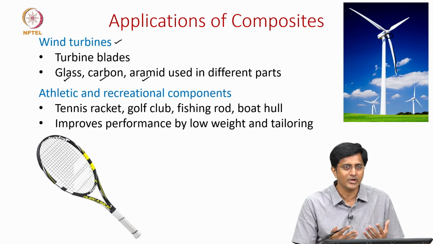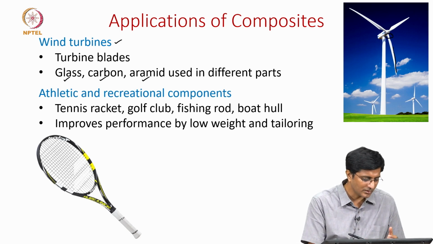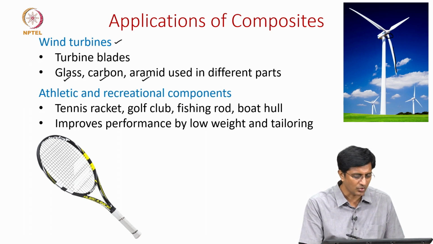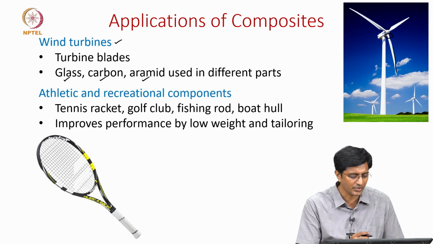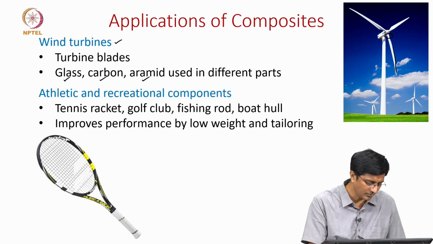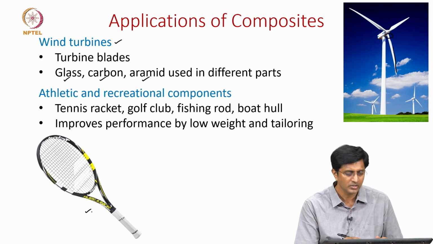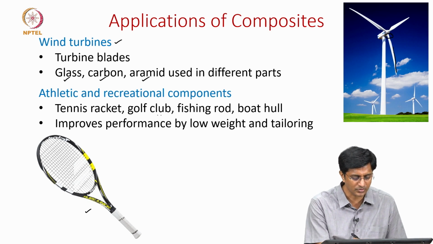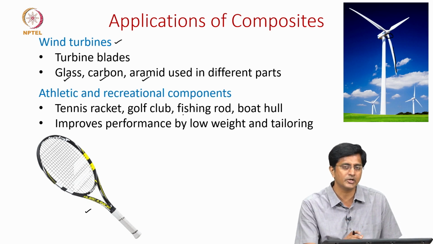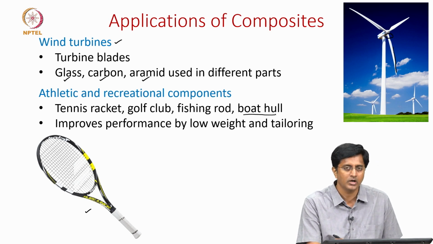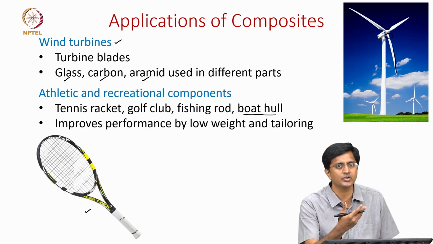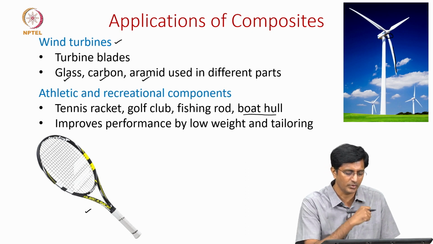And of course, we have seen this already, that we can use composites not just for engineering applications, but also for athletic and recreation components, starting with the tennis rackets shown here, but also golf clubs and fishing rods, which are also made of composites. In addition, boat hulls are made of composites, again to reduce the weight, and they are more resistant against humid environments.